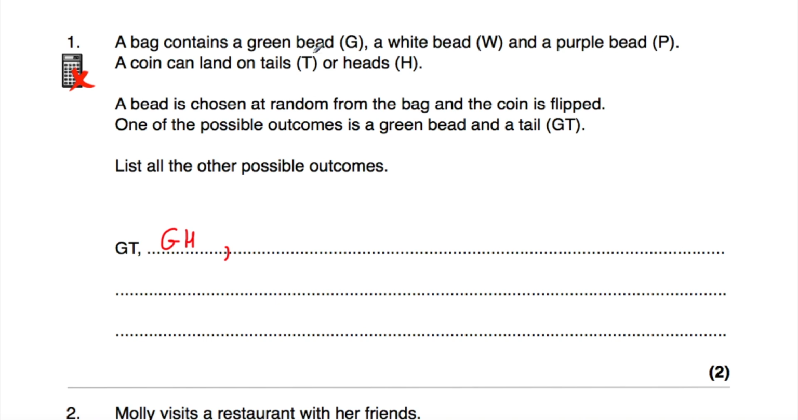We could get a white bead and a tail. We could get a white bead and a head. And then finally the purple beads. We could get a purple bead and a tail, and then finally a purple bead and a head. And that's it. That's the 1, 2, 3, 4, 5, 6 outcomes. So they're all the possible outcomes.